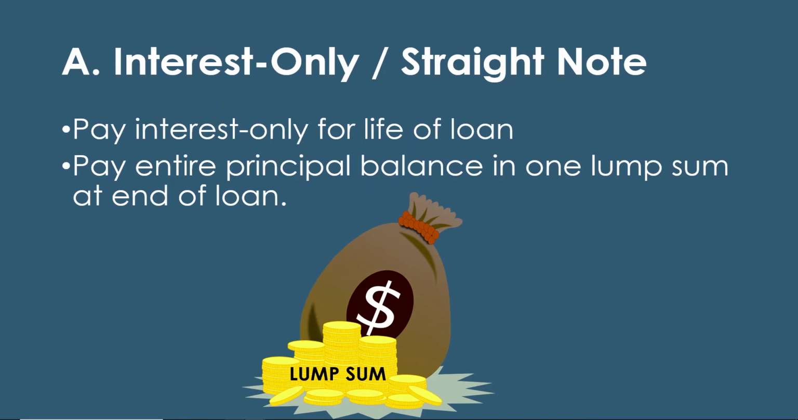You pay interest only for the life of the loan. So you have a loan, let's say it's $10,000, and you're only paying the interest, none of the principal, no principal reduction, only interest for the life of that loan. But when the loan becomes due and payable, you're going to be paying the entire balance of the principal in one lump sum at the end of the loan. And that's why we call this an interest-only straight note loan.